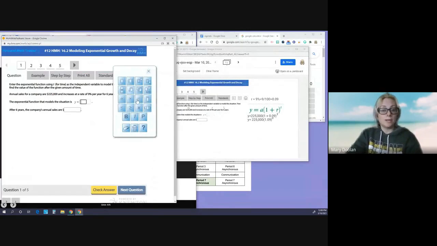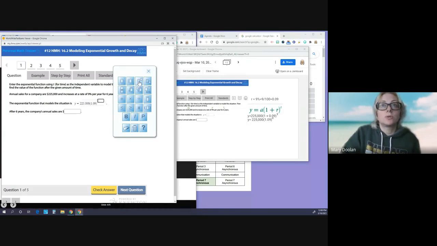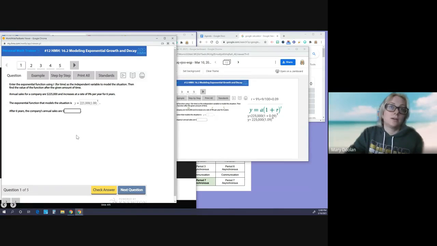Okay. And you get all these buttons that pop up. So I'm going to start with 225,000. And then I'm going to do an open parenthesis, 1.09, close parenthesis. And then I need an exponent of t. So we're going to use the exponent button, which is this one. This is the exponent button. And now my cursor is where it needs to be, and I can type T. If I click out of there, that's the correct answer there. And now we've got to do the other box.